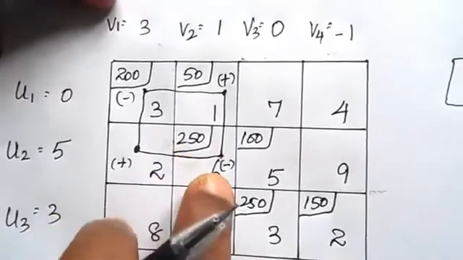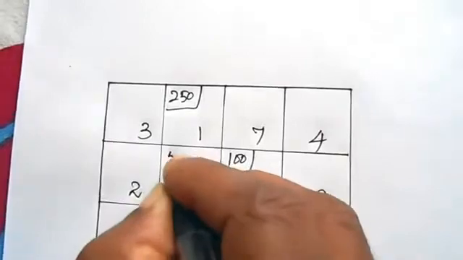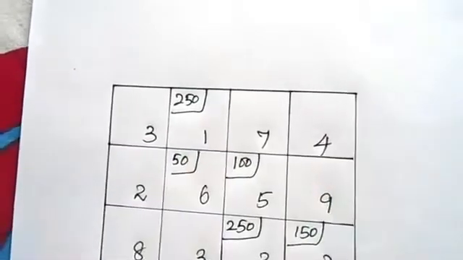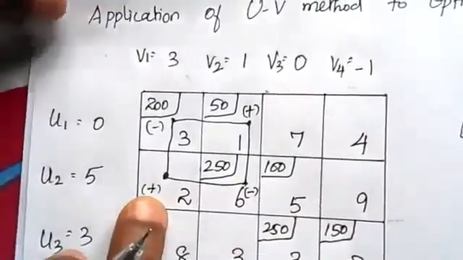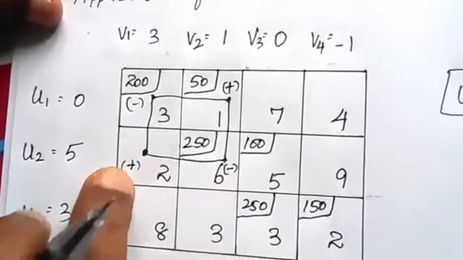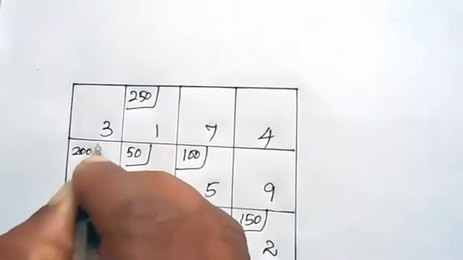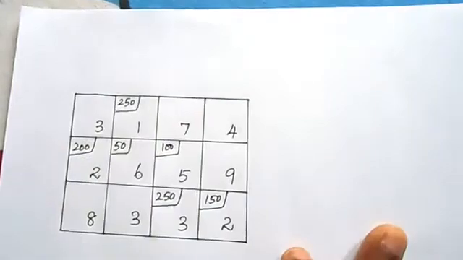250. Here we have 250, you need to subtract 200. Then the value will be 50. This is the unallocated cell. You need to add 200. Then it will become... This is a new iteration.